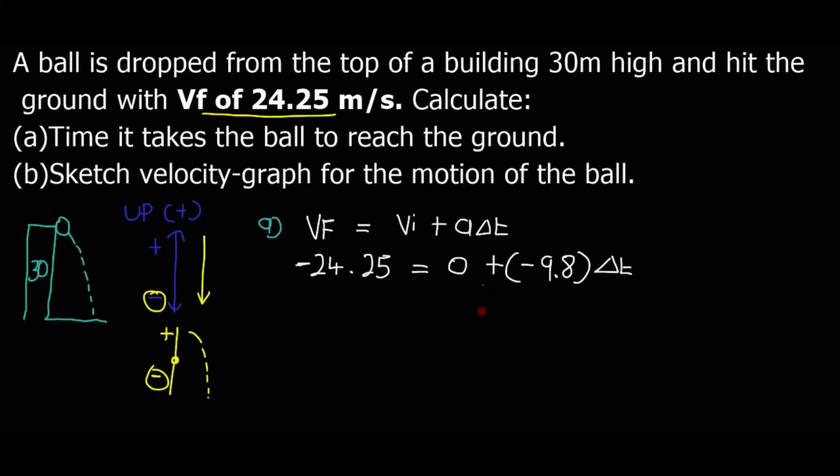And then from here, because this is 0, this value, we divide both sides by -9.8. Therefore our time we get 2.47. So that gives the time we reach the ground.